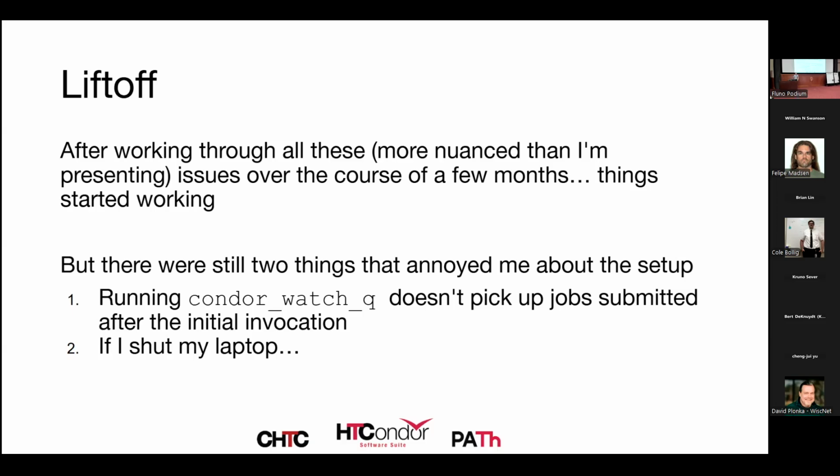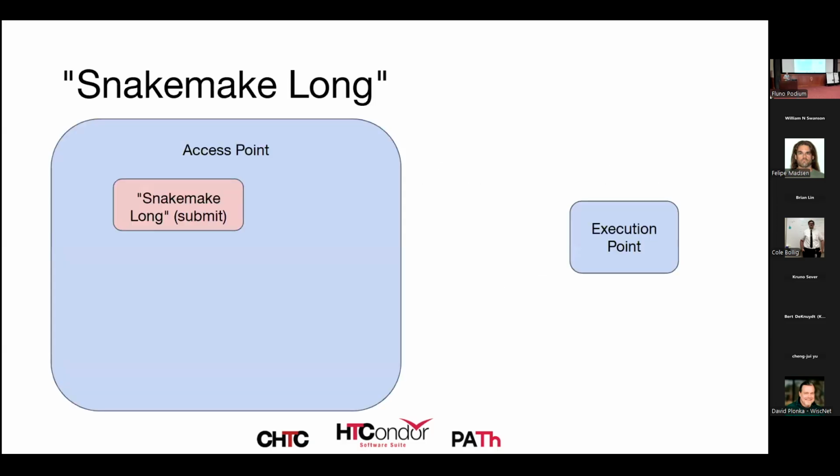It doesn't want to leave zombie work laying around that it's not watching and maintaining. So this next step required a little bit of extra engineering, and I was able to talk to Cole, who's our DAGMan developer, and he helped me come up with this process to do this similarly to the way that DAGMan does it.